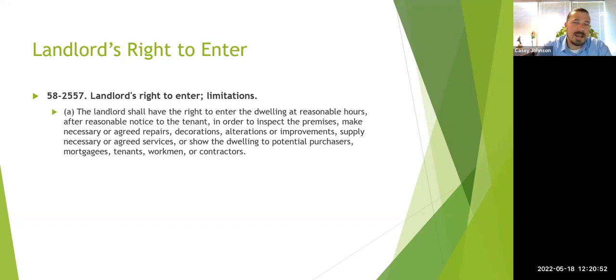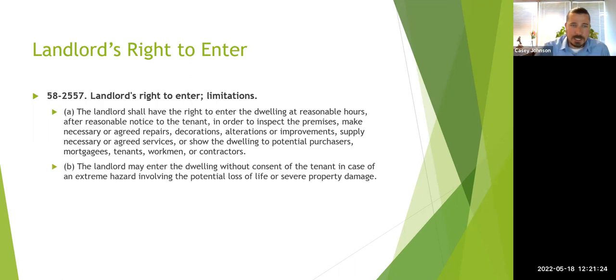More often than that, we're going to have these other issues: alterations, improvements, necessary services, or they can show it to potential purchasers, mortgagees, tenants, workmen, or contractors. We get this question a lot. People ask us all the time, does my landlord have the right? They're trying to show it to new tenants. Do I have to let them in? Yes, as long as it's at a reasonable time and they give you reasonable notice. Neither of those are defined under Kansas law, either statutes or case law. So as a general rule, we say, you know, probably at least 24 hours. Obviously, it'll depend on what it is.